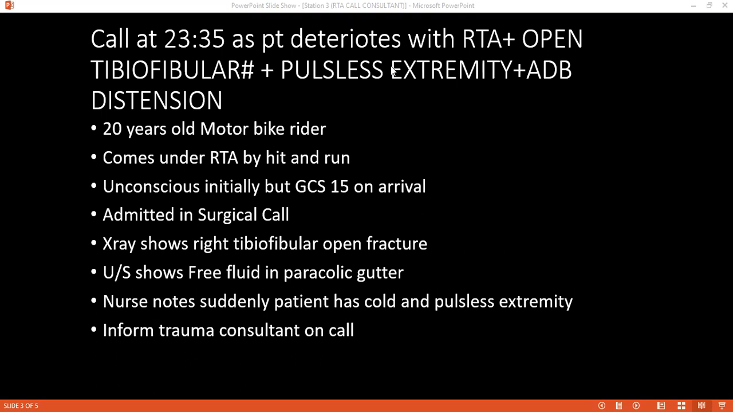Okay, what will you do before sending the patient to operation theater? I will call the vascular surgeon and the orthopedic. How will you fix this fracture? Okay, first of all, I will reduce and splint the fractures. I will use a Thomas splint. Okay. After that, I will call my senior and call the orthopedic surgeon.